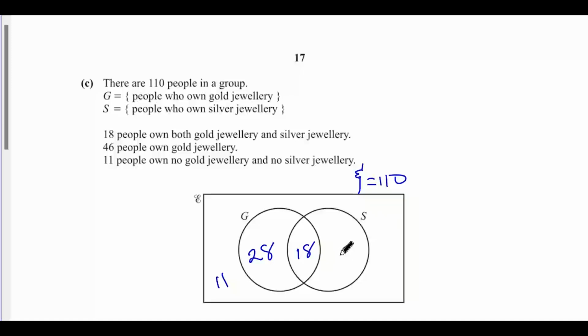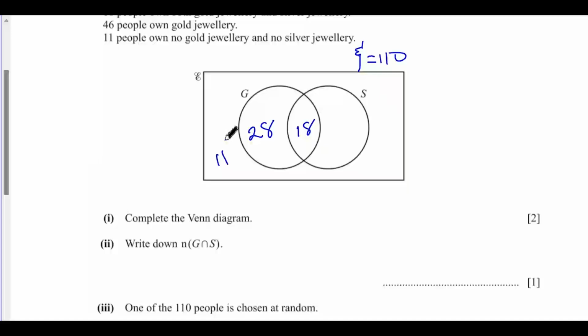Okay, so we need to complete this Venn diagram. What you need to do is to add these three together: 11 add 28 add 18, then subtract it from 110. So 110 subtract this sum, which is 57, should give you 53. So you have 53 here for those who own silver jewelry only.